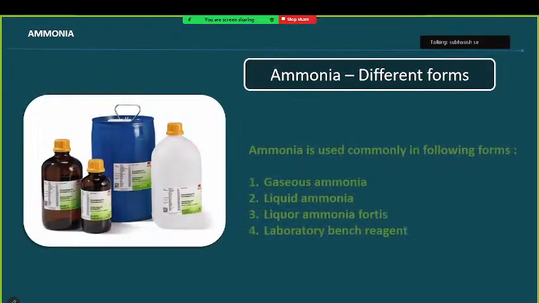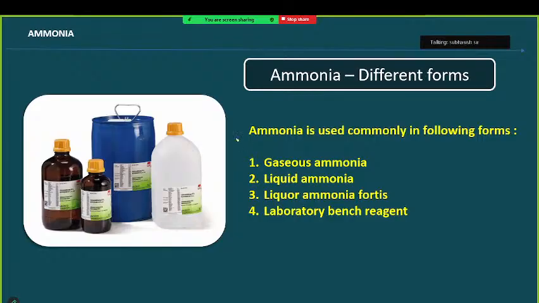Different forms of ammonia. Ammonia is commonly present in different forms like gaseous ammonia, ammonia gas, and liquid ammonia, when ammonia is liquefied. Liquor ammonia is the 35% solution of ammonia, and the laboratory bench reagent is the 4% ammonia solution. So ammonia is present as ammonia gas, liquefied ammonia, liquor ammonia, and laboratory bench reagent, which is generally 4% ammonia.